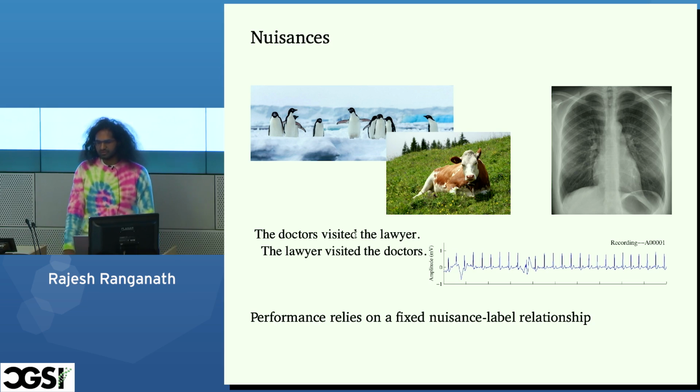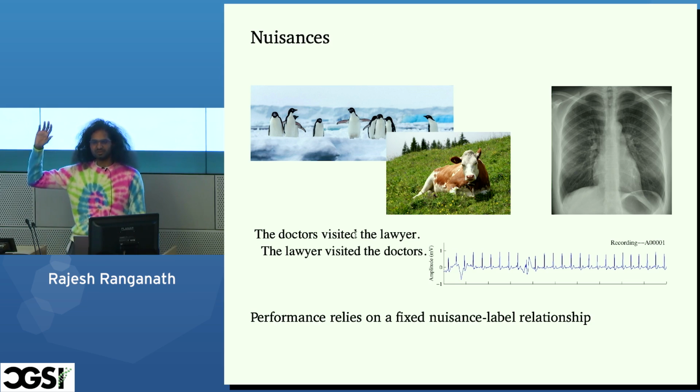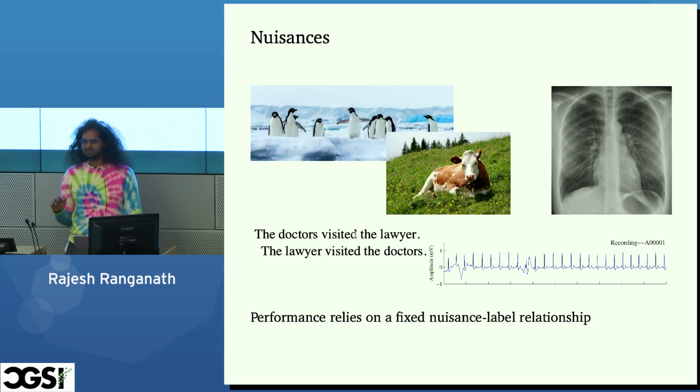One form of the knowledge that's at play here is that there's some fixed relationship between a variable we call a nuisance, which could be like the background in the cow's image, and the label, that's assumed to be static, fixed, for the performance to hold.